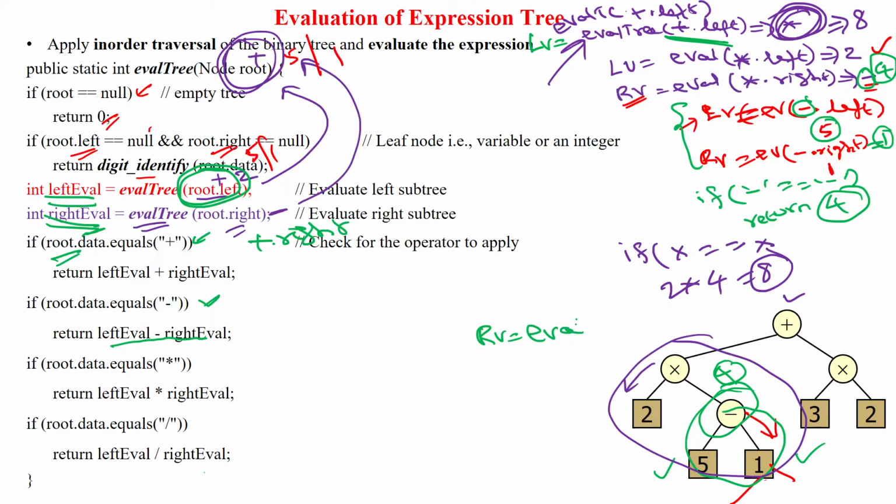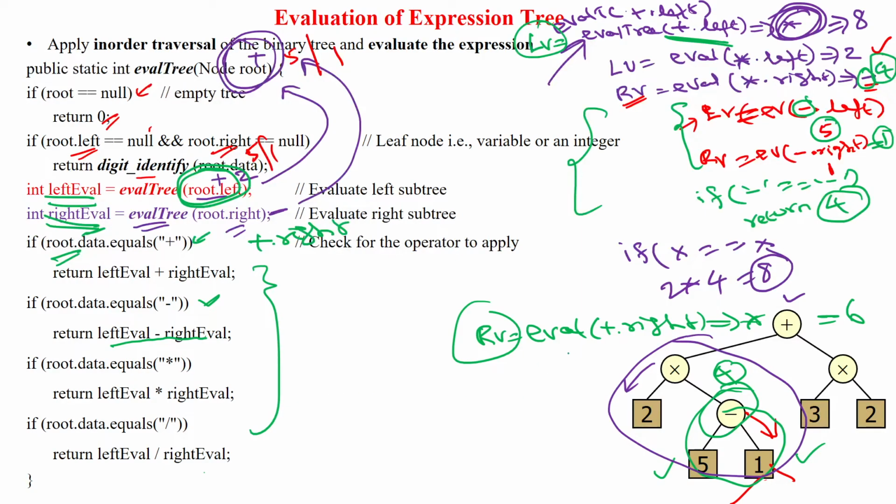When you calculate that, you will get plus dot right will be the into mark. For that into mark, again you have to apply the same procedure. You will get the value 6. So now you got the R value for the plus and the L value for the plus. Then you can apply this method. Here our root value is plus, so the L value plus R value, 8 plus 6, you will get 14.